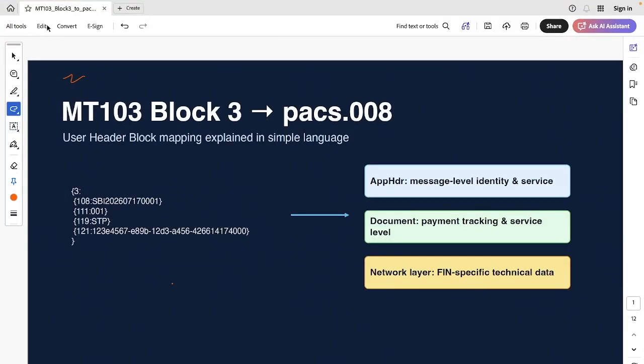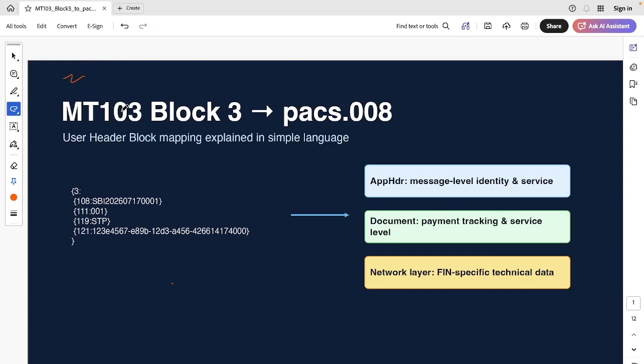In today's video, we are continuing our block by block mapping of the Swift MT103 message to the ISO 20022 pacs.008 message. In the previous parts of this series, we discussed the basic and application header information, that is block 1 and block 2. In today's session, our focus is block 3 of the MT103, which is also known as the user header block.